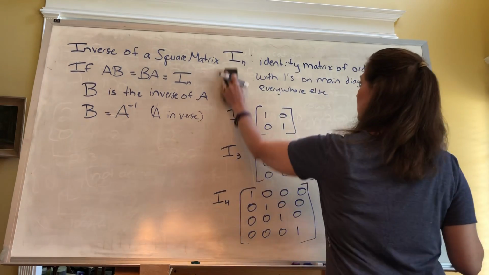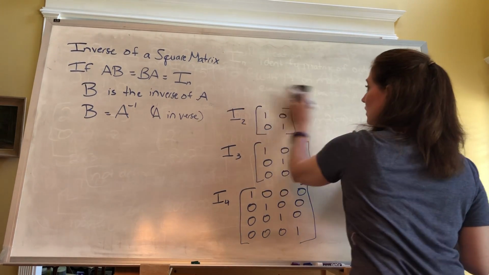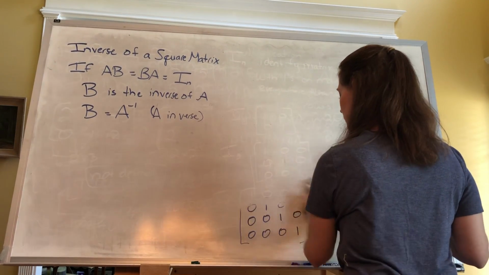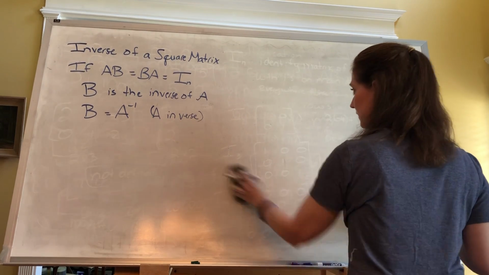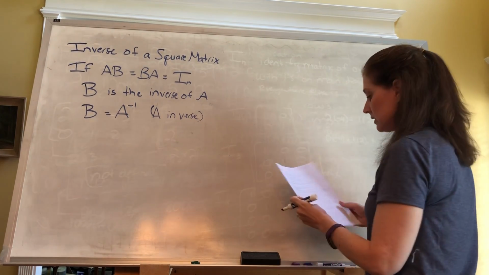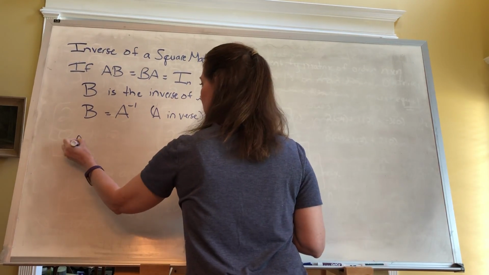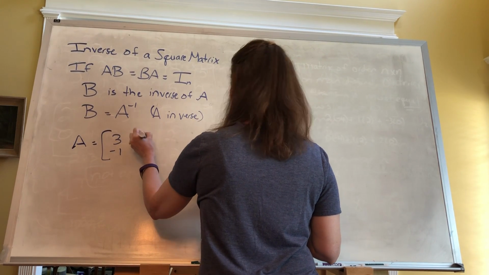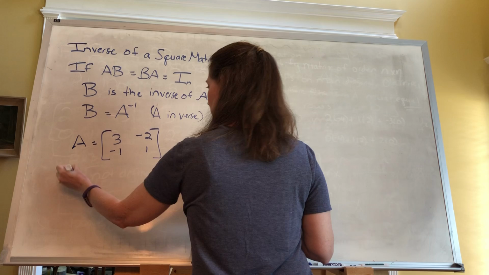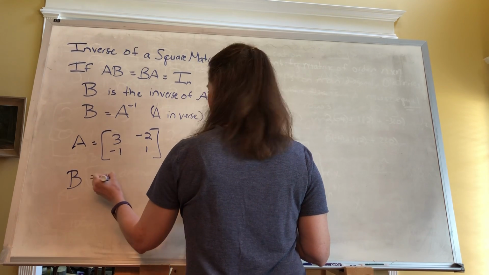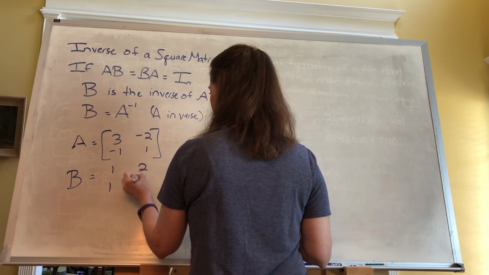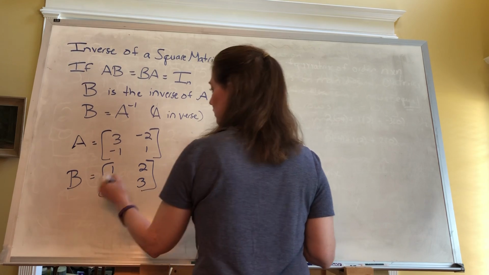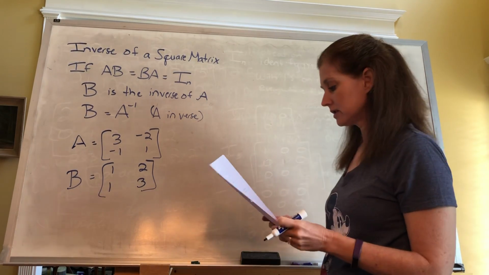All right. So we are going to verify an inverse matrix. We have our A is 3, negative 1, negative 2, 1. And B is 1, 1, 2, 3. And we want to prove that A and B are inverses of each other.